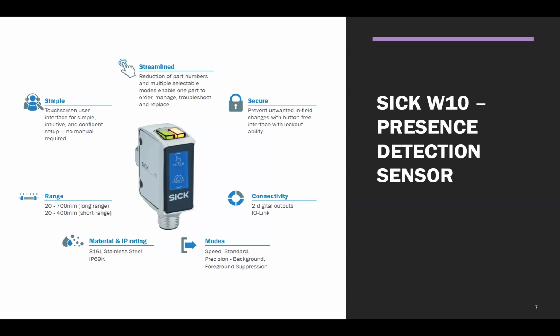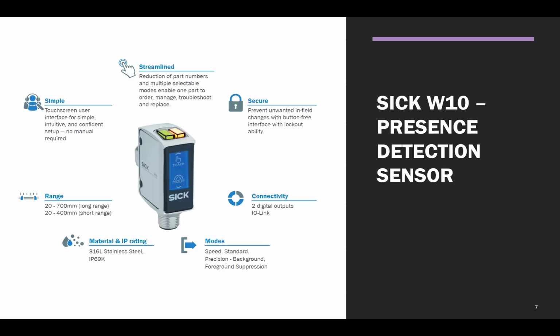Firstly, it's again IP69K and then stainless steel housing. And it has a touchscreen display, which is very unique. Other photo eyes in the market, you have to use potentiometer or buttons to set your switching points. But in this case, it makes it really easy to configure through the touchscreen display.